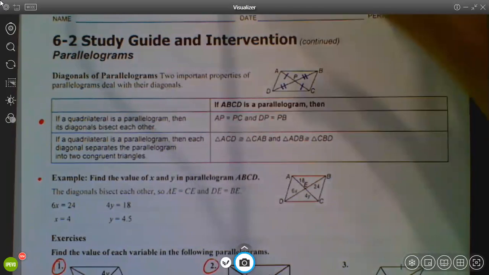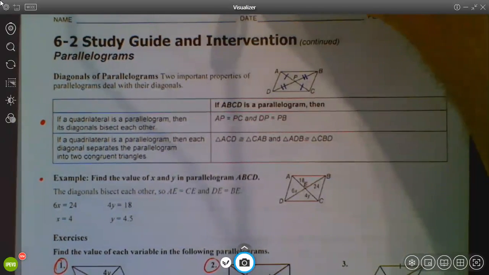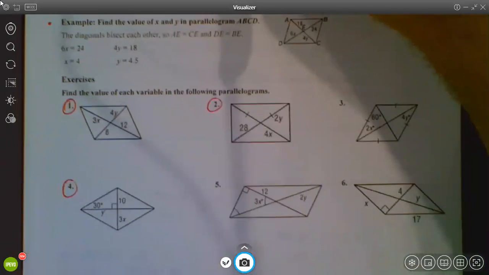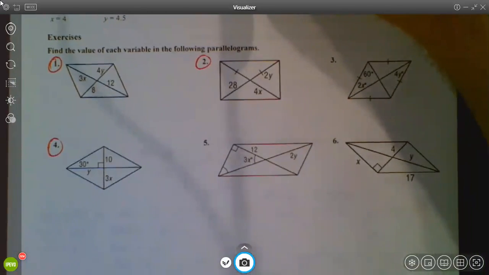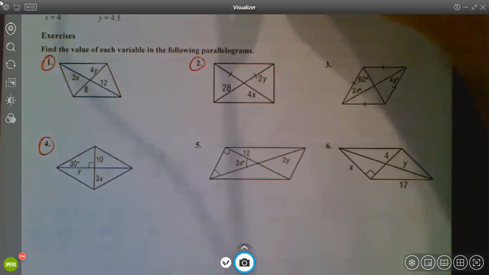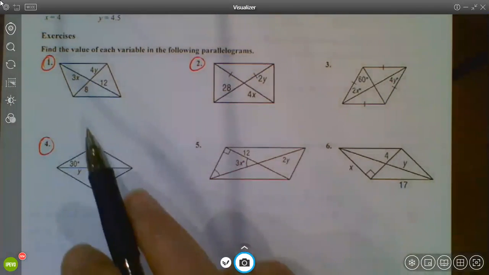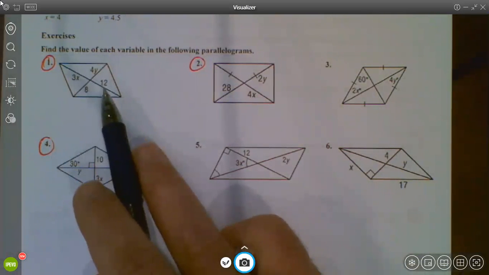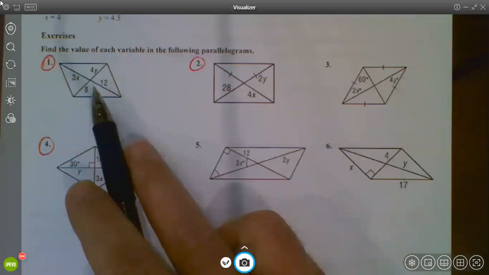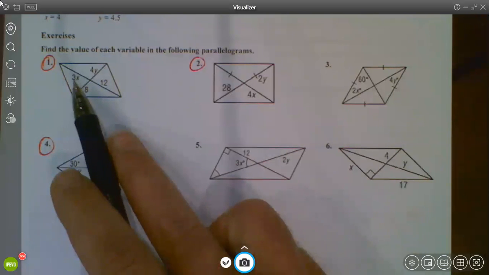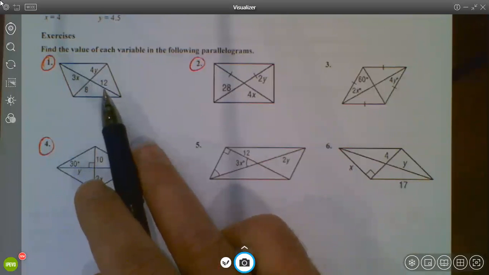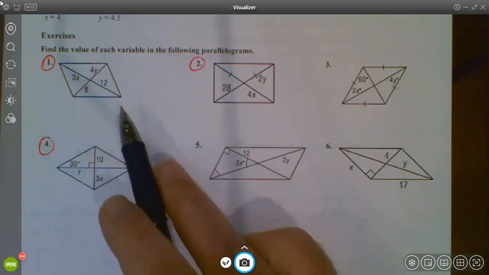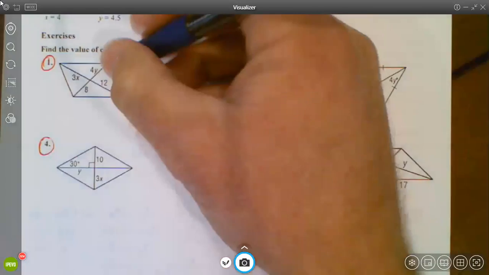So let me jump down to a couple quick examples with you. We're going to look at 1, 2, and 4. So just based on that rule, guys, if you look at number 1, as I look at the diagonals, again, remember these diagonals were bisected. So that means that 3x is equal to 12, right? This whole diagonal was cut in half into 2 equal parts. So 3x and 12 would have to be equal to each other.